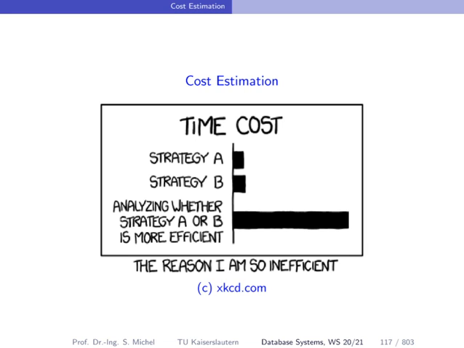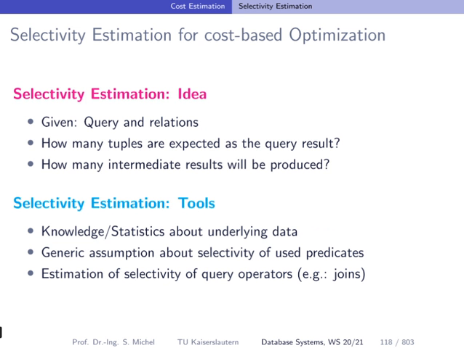Query optimization in a database system tries to find a cheap plan, or the cheapest plan, for a given query. This is based on cost estimation. That means we want to estimate, before we execute the query, how long a certain plan will run, or what the cost associated with a certain plan is. This cost-based query optimization is based on selectivity estimation as a main ingredient.